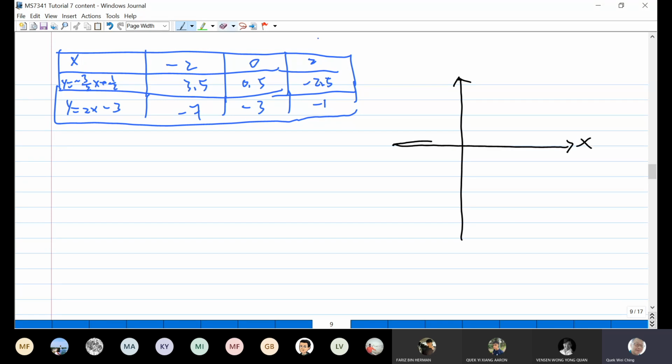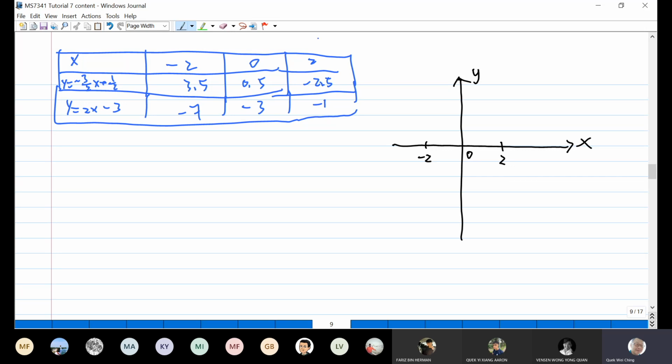X-axis. The y-axis here. So for x, I have minus 2, 0 and 2. I need 3 points for y. The first one is minus 2, 3.5.